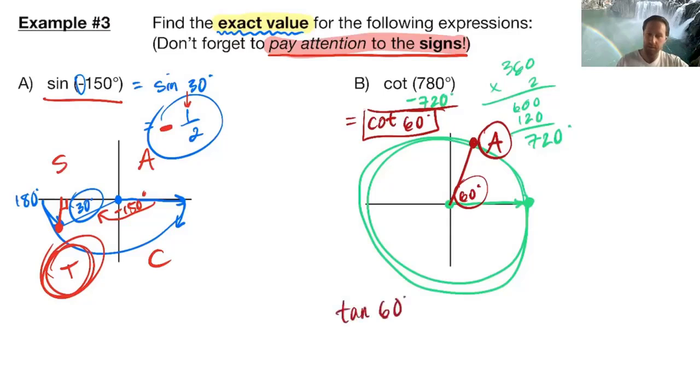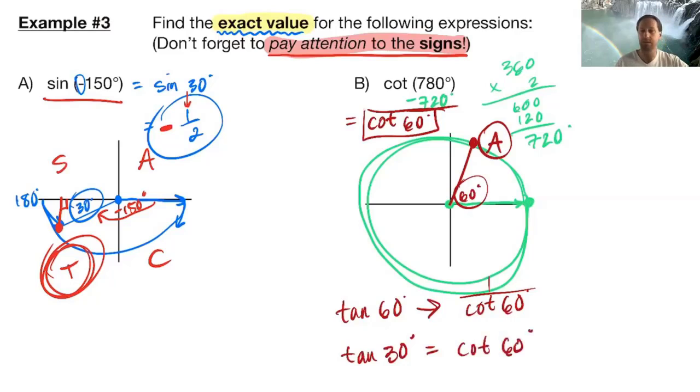So all you need to know is either, listen to that statement, either what the tangent of 60 is, so that you can then take the reciprocal of that to find the cotangent of 60, or you can use the fact that we know it's a cofunction, and you could actually find the tangent of 30 degrees, which is equivalent to the cotangent of 60 degrees.